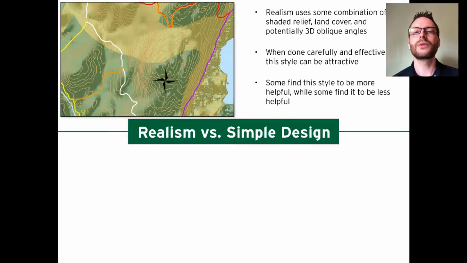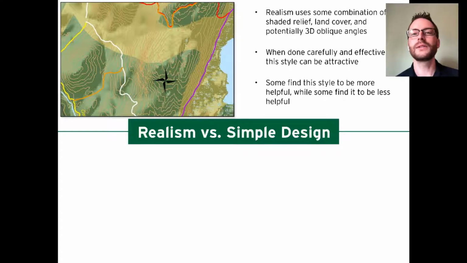So realism describes a style of map that uses a combination of shaded relief, land cover classes, and potentially 3D oblique viewing angles to present a more realistic looking landscape. When done carefully, this style can be very attractive and useful, but it can be very time intensive to do correctly. I've seen some great examples of trail maps that use this style, including by some other presenters and attendees here, so this is certainly not a knock on that style when done really well.